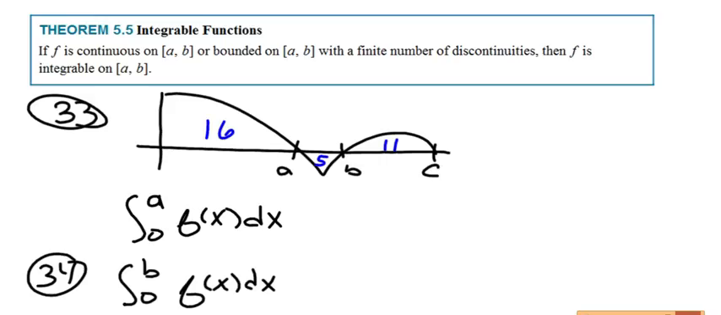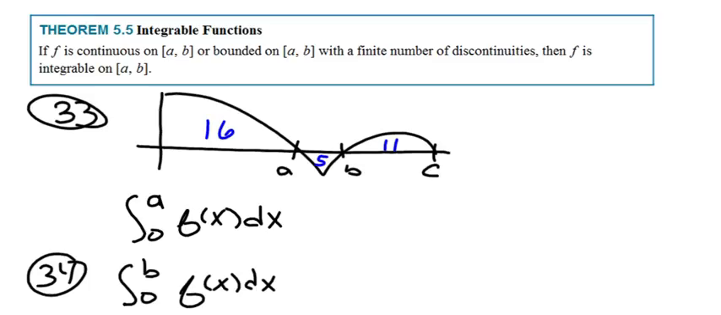5.3 Definite Integrals Video 2. I want to go ahead and we have a theorem talking about integrable functions. If a function is continuous on a closed and bounded interval, and so it's bounded on this interval, or we have a finite number of discontinuities, then the function is integrable.